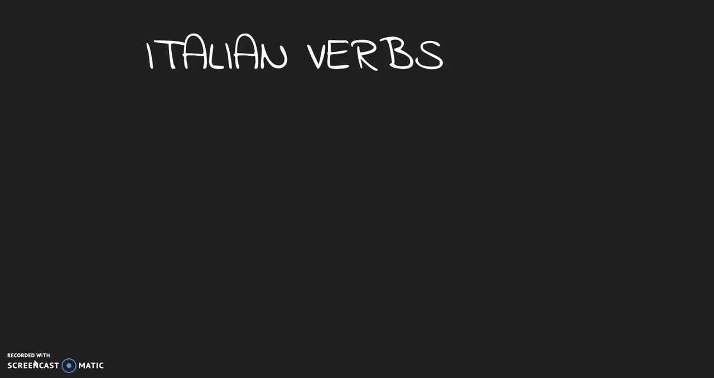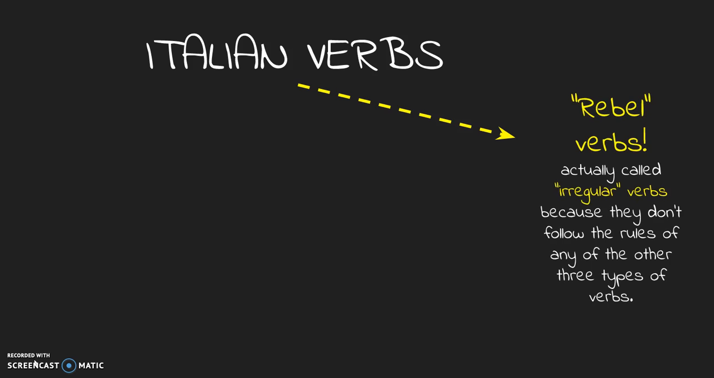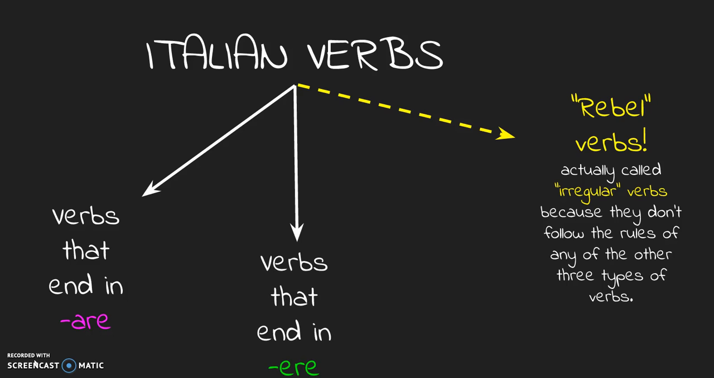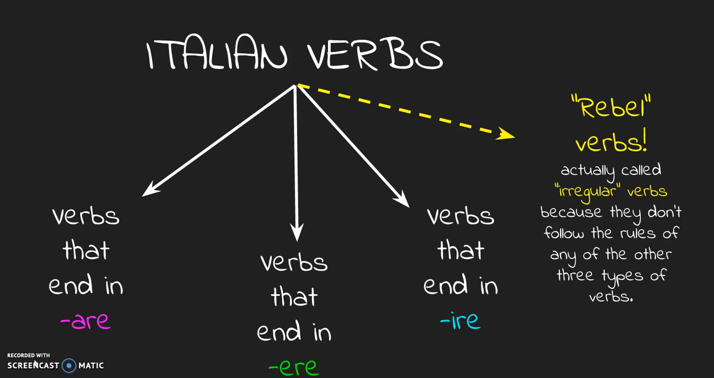As you know, there are different groups of verbs in Italian. Some verbs are unpredictable. They are called irregular verbs, but you can think of them as rebel verbs because they don't follow the rules. They need to be memorized. But there are three other groups of verbs that are regular. They are verbs that end in -are, verbs that end in -ere, and verbs that end in -ire.